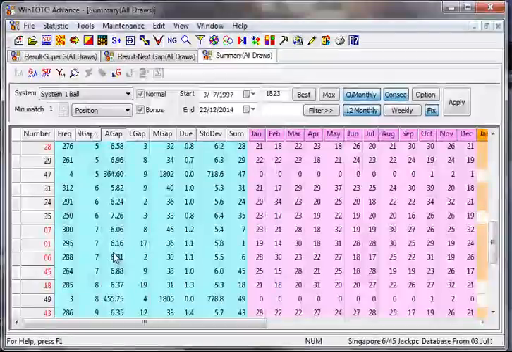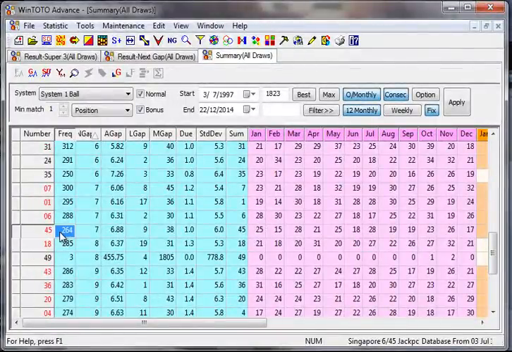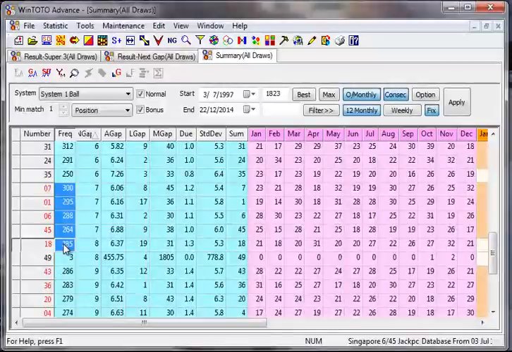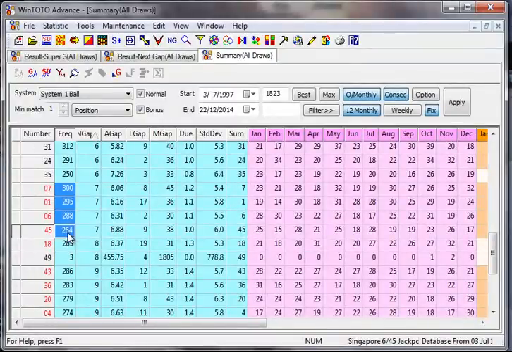G7 numbers are these numbers here. Right, I repeat again. Starting from 7, 1, 6, 45, and 18. Please take note. These are the numbers that really have not appeared for a very long time. So these G7 numbers, please take note of these numbers: 7, 1, 6, and 45.